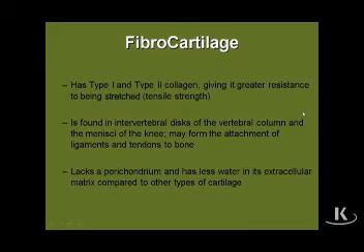Finally, fibrocartilage consists of both type 1 and type 2 collagen, giving it greater resistance to being stretched. Fibrocartilage is found in the intervertebral discs of the vertebral column and in the menisci associated with the knee, and it may form part of the attachment of ligaments and tendons to bone. Fibrocartilage is unique among cartilages because, unlike the other two, it lacks a perichondrium and has significantly less water in its extracellular matrix compared to hyaline and elastic cartilage.